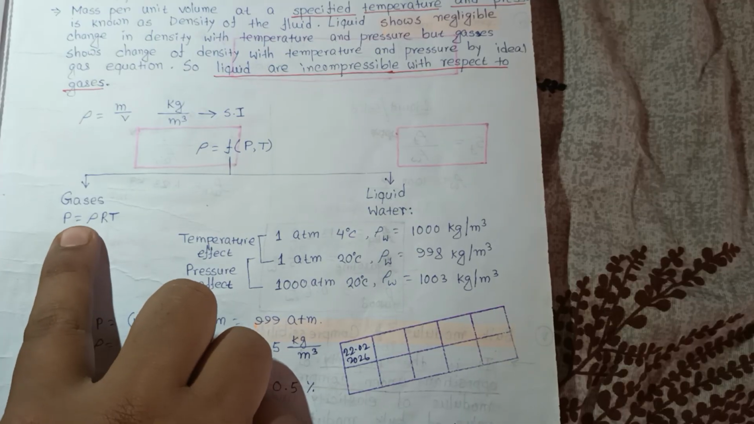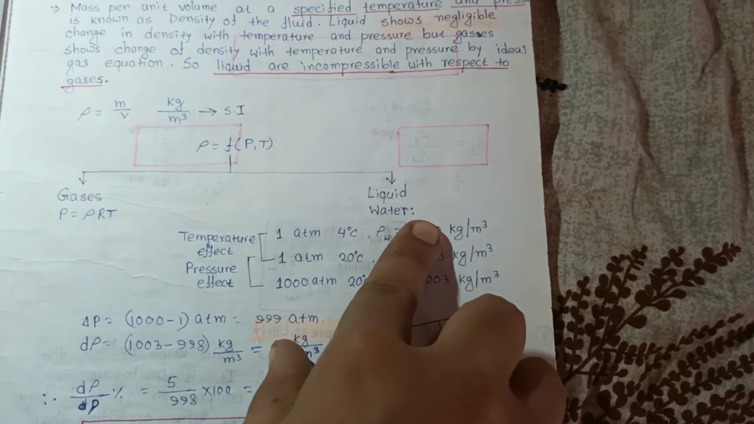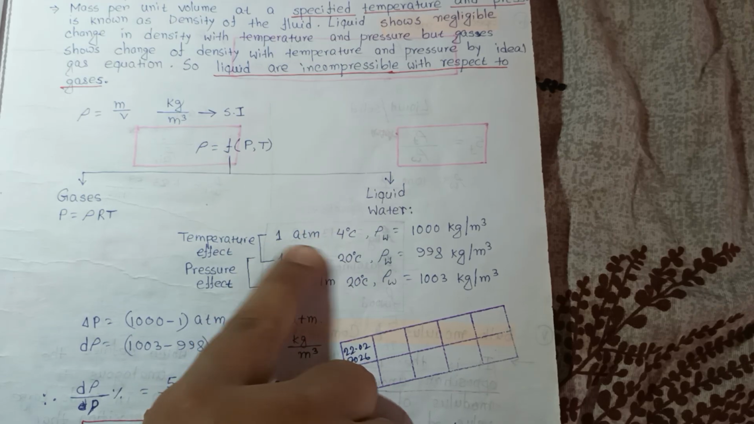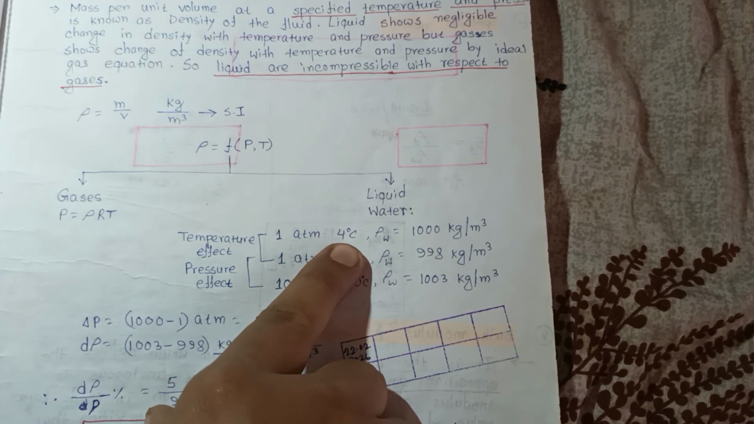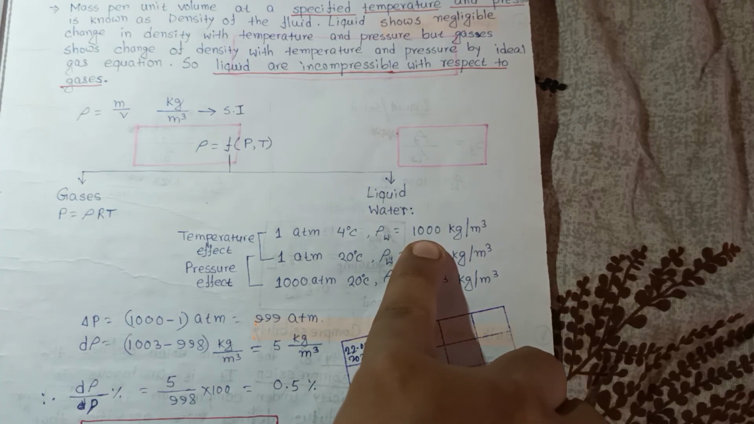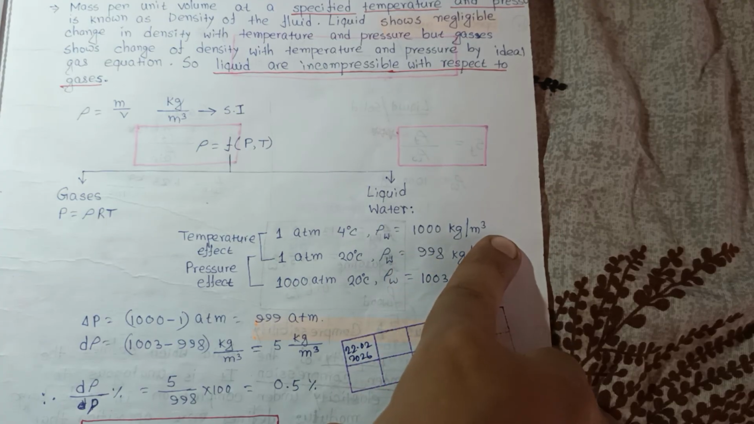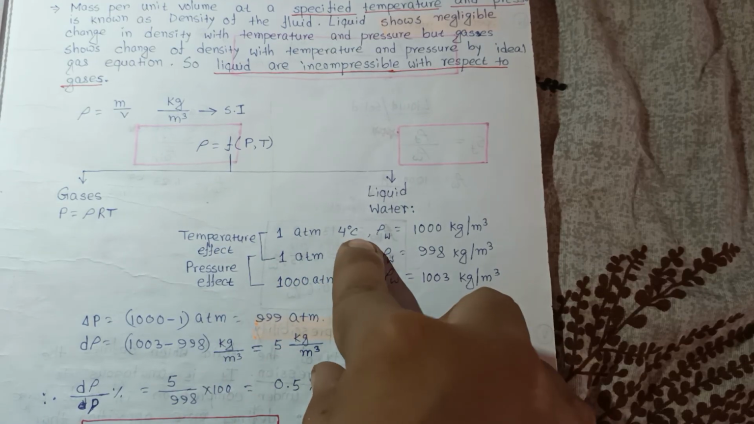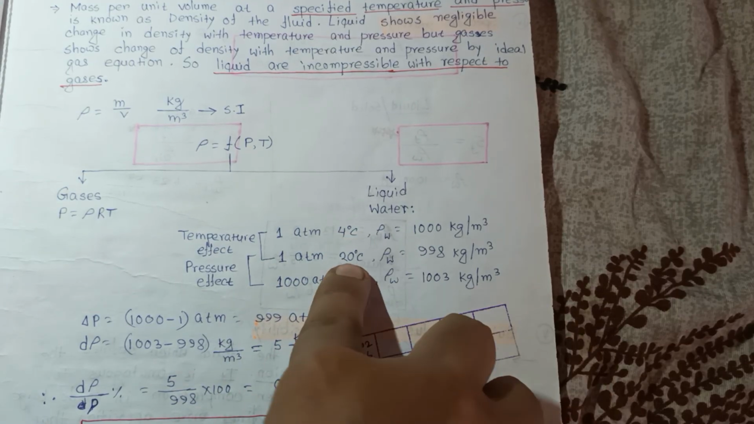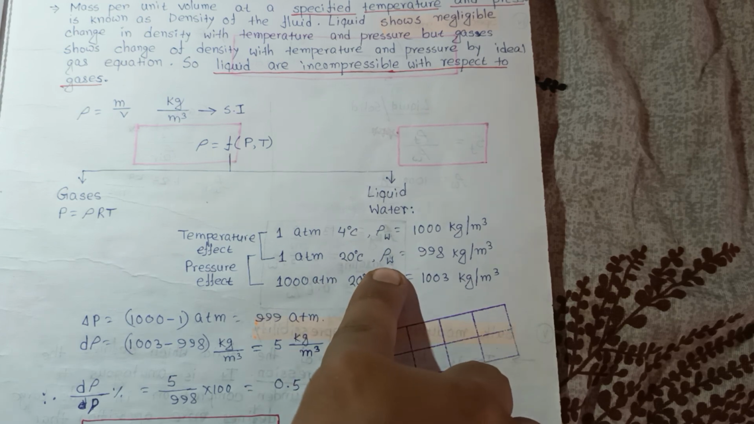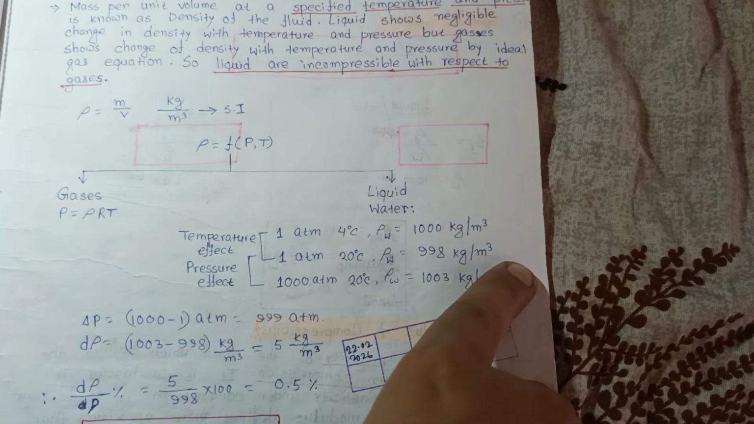For gases there is the ideal gas equation, and for liquids consider water. At 1 atmospheric pressure and 4 degrees Celsius temperature, the density of water is maximum, that is 1000 kg per meter cube. At the same 1 atmospheric pressure and 20 degrees Celsius, the density of water is 998 kg per meter cube.